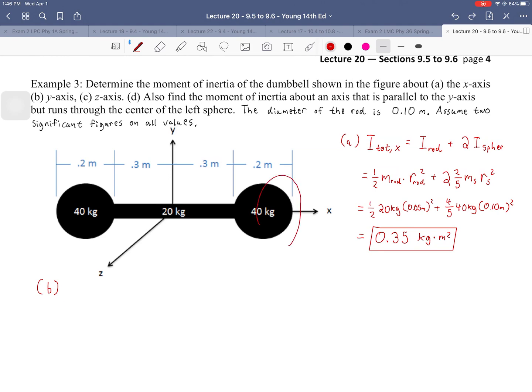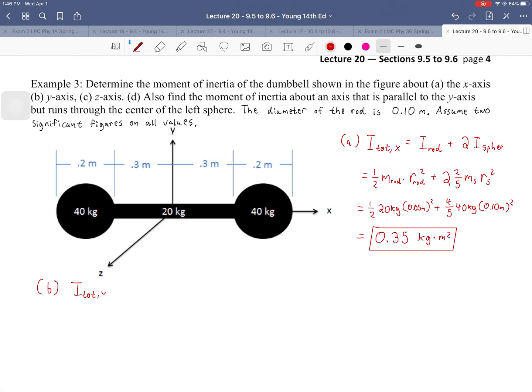Well, yeah. Because if you think about it, it wouldn't take much effort to roll the dumbbell along its long axis, or along the x-axis. But it's going to take a lot more force times distance, something called torque, something we'll talk about later. It's going to take a lot more torque to rotate the dumbbell this way. It's harder. Just think about physically doing that. So we should expect the moment of inertia about the y-axis to be significantly larger than the moment of inertia about the x-axis. And in fact, we'll see that it is really quite a bit larger.